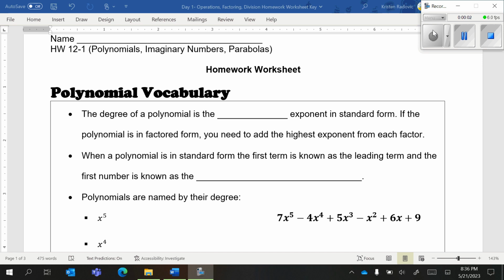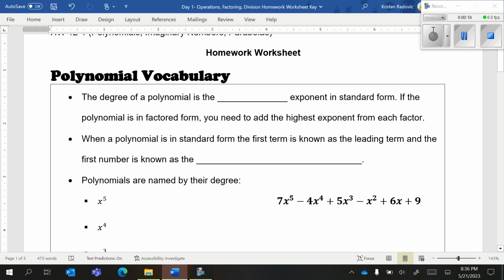Hi, so while we go over this homework, keep in mind I'm going to be reminding you what's on your memory quiz tomorrow. So anything with a star next to it is something you should be paying attention to and memorizing for tomorrow. What we're going to go over first is the vocabulary of polynomials.